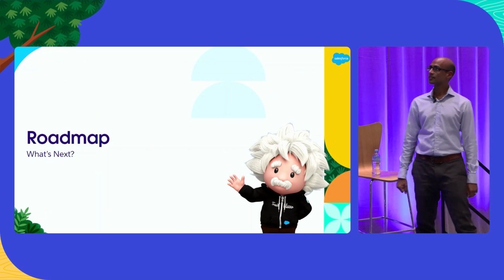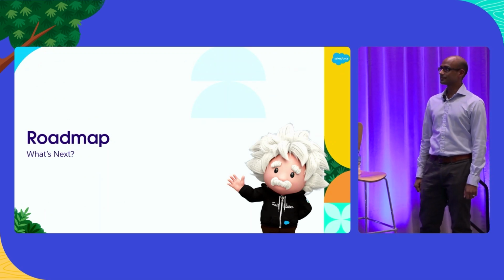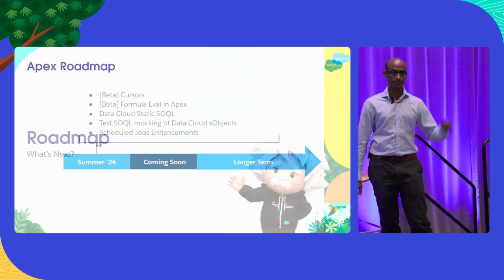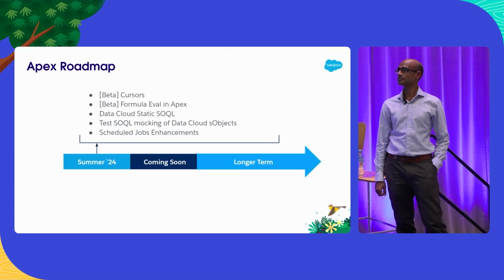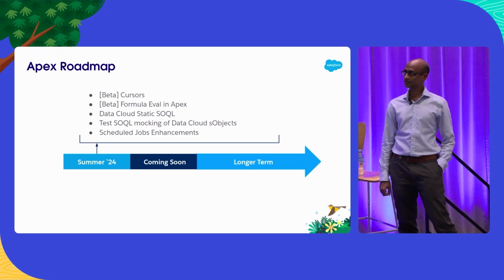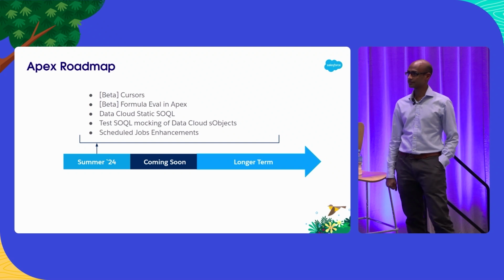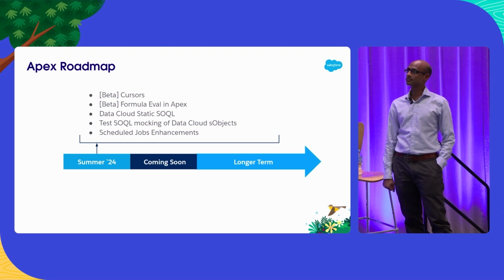So with that, we'll go back and give you an overview of our roadmap again, just so you can see timing-wise where things are heading. So summer 24, you have that today. That has the current active beta of cursors that we talked about earlier in the presentation, and formula evaluation in Apex. You can try those today. It also gives you the GA feature of the Data Cloud SOQL queries against data model objects, or DMOs, and the corresponding testing support for that.